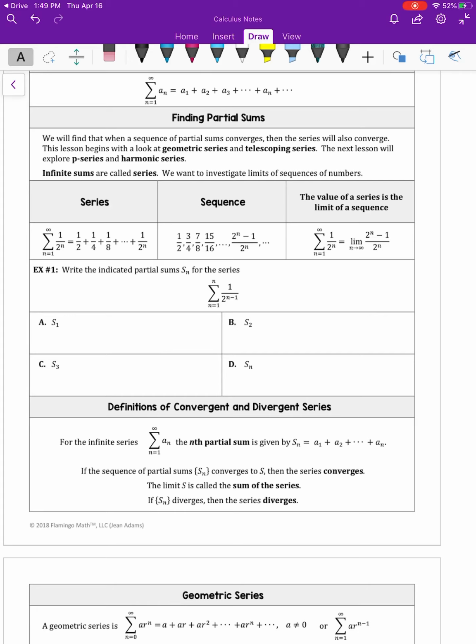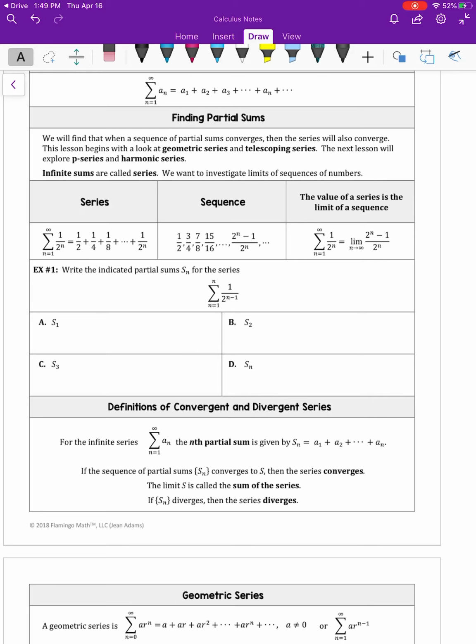Infinite sums are called series. We want to investigate limits of sequences of numbers. So you can see here an example of a series, the summation from n equals 1 to infinity of 1 over 2 to the n. We would just put n equals 1 in and we'd get 1/2, plus when n equals 2, we get 1/4, plus when n equals 3, we get 1/8, plus dot dot dot, plus 1 over 2 to the n.